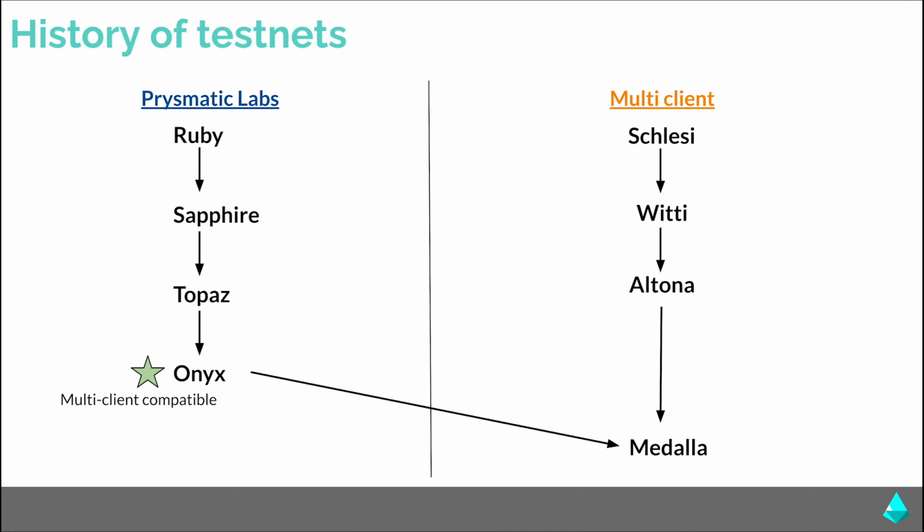And in the parallel multi-client testnet universe, there was Schlesi, there's Witti, there's Altona. These efforts were largely led by Afri. Each multi-client testnet has its own improvements, whether it's a different genesis validator size, the amount of validating teams that participated, or overall robustness. And just last week, we sunset Onyx, and we have moved to Medalla. So there's just one testnet to work with, and that is very nice.